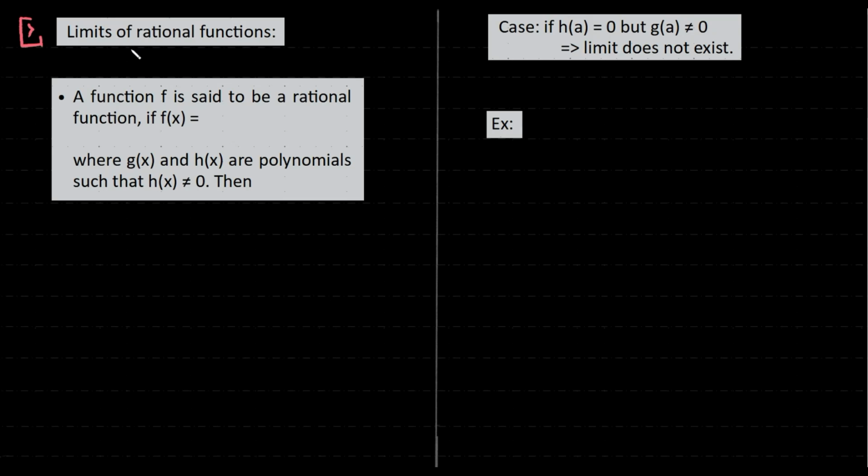Limits of rational functions. We saw polynomial functions; now we are looking at rational functions. A function f is said to be a rational function if f of x can be written as g of x by h of x. Here g of x and h of x are polynomials such that h of x is not equal to 0.